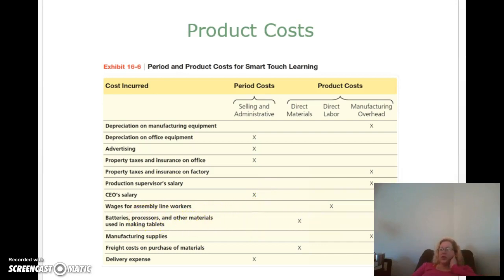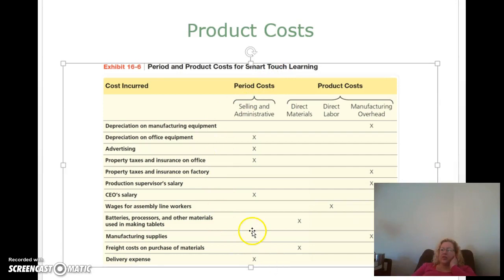Wages for the assembly line workers, that's direct labor. Batteries, processors, and other materials used in making tablets, that's direct material. Then you have manufacturing supplies. We're going to call that manufacturing overhead because it's necessary but not direct material, okay? Freight cost on the purchase of materials, that is always associated with the material, so we'll call it direct material. Delivery expense, that would be like to deliver products that are being sold. We will call that selling and administrative.